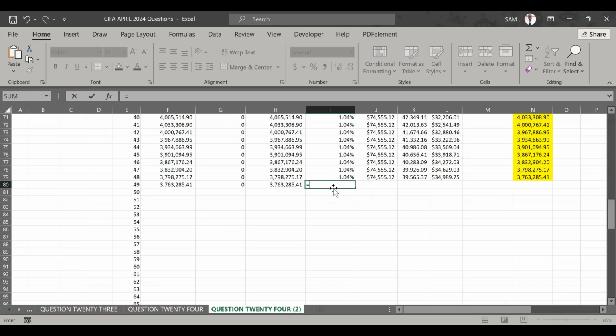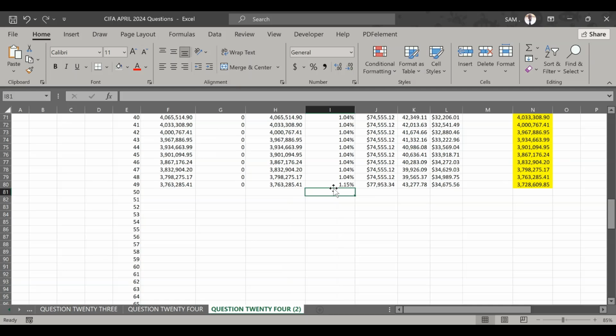Put an equal sign. 13.8%. Now that is the annual rate of interest after 48 months. Now we divide it by 12. Why do we divide? We are computing the monthly interest rate, and we know a year has 12 months. So that's why we are dividing the annual rate of 13.8 by 12. And we are getting 1.15.